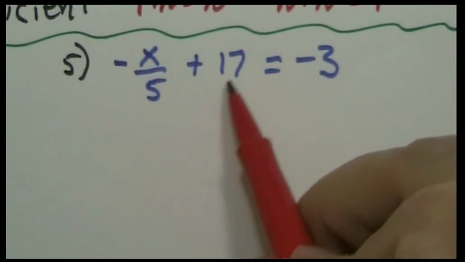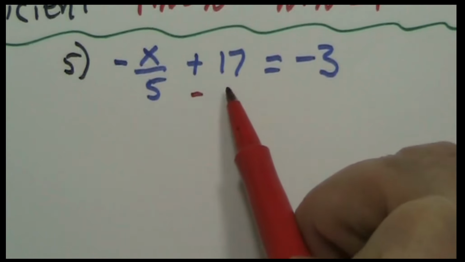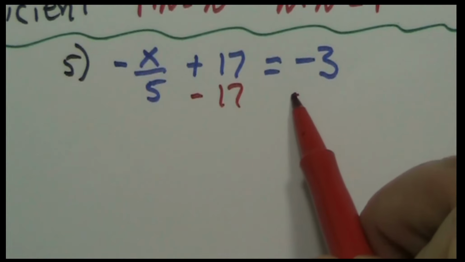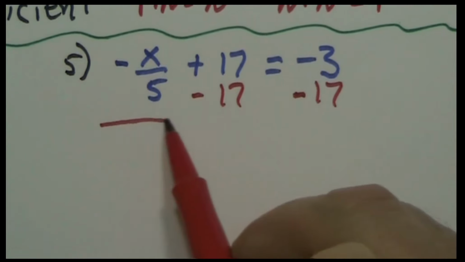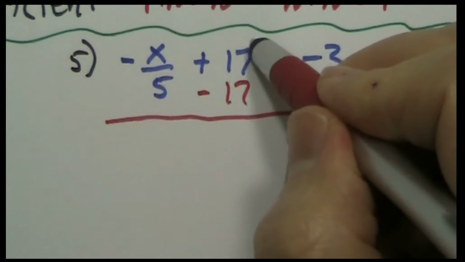So let's get rid of the constant. Instead of plus 17, I will subtract 17. Do the opposite. All right, and this is just 0 now.